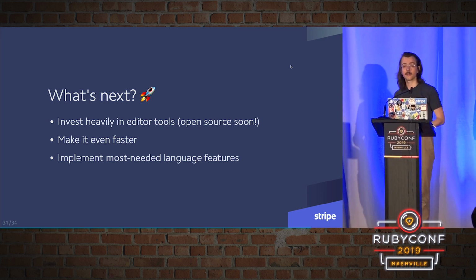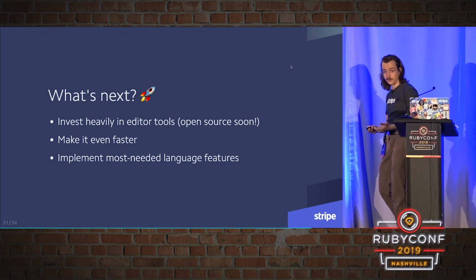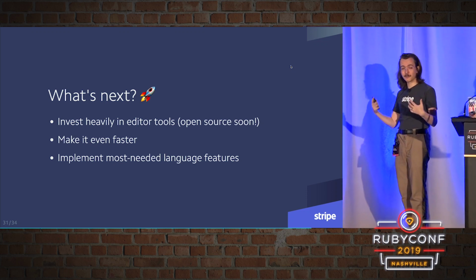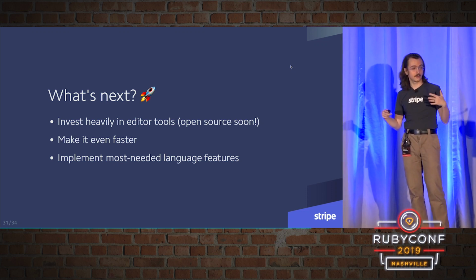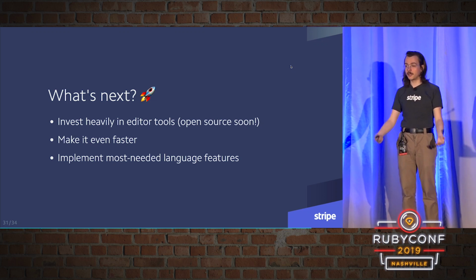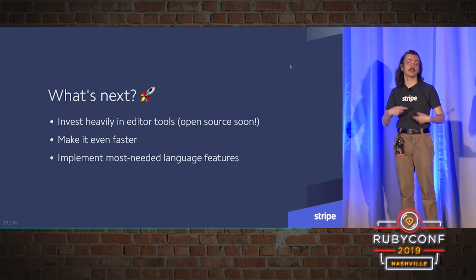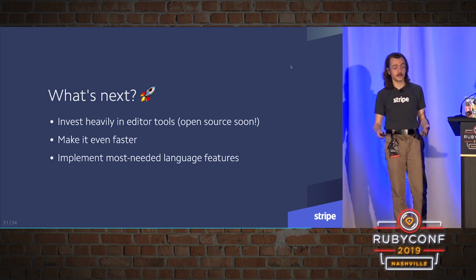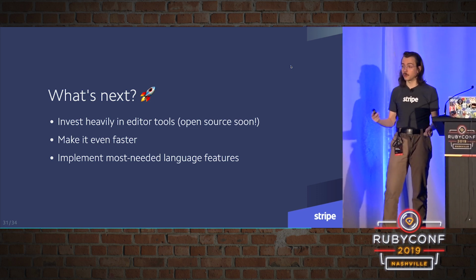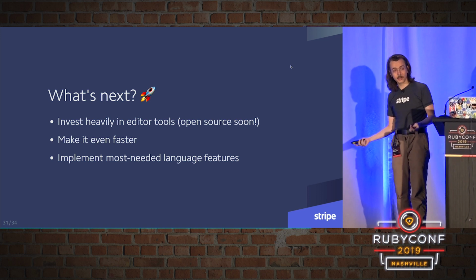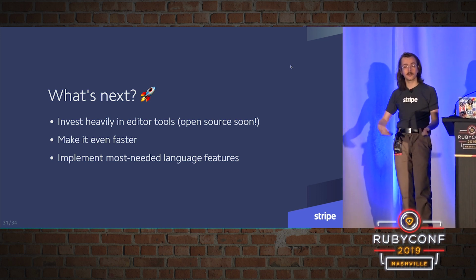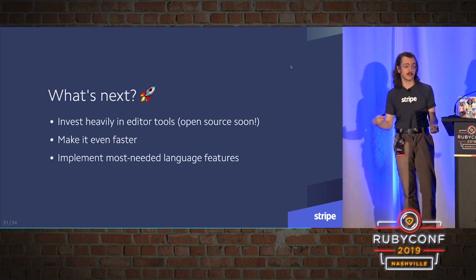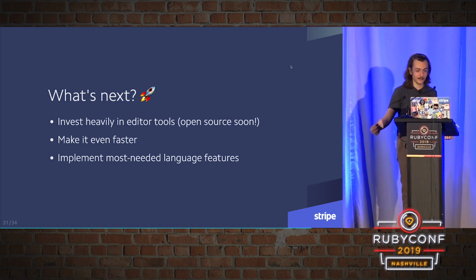The second one is we want to make it even faster. Stripe's code base is growing. And we want our users to continue having a fast iteration cycle. From our experience, the majority of code bases similar to Stripe's grow at least cubically with time, if not exponentially, which means we need to continue making Sorbet faster, and this requires intentional effort.